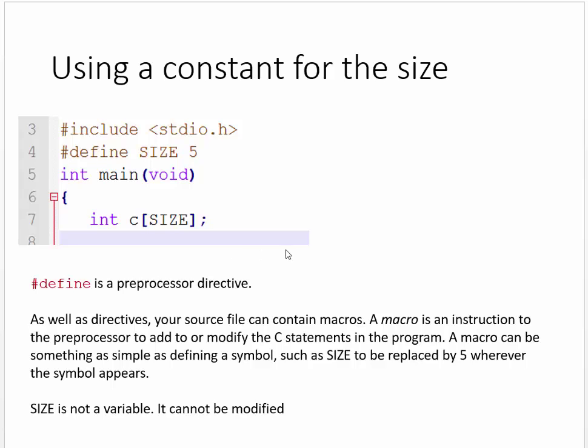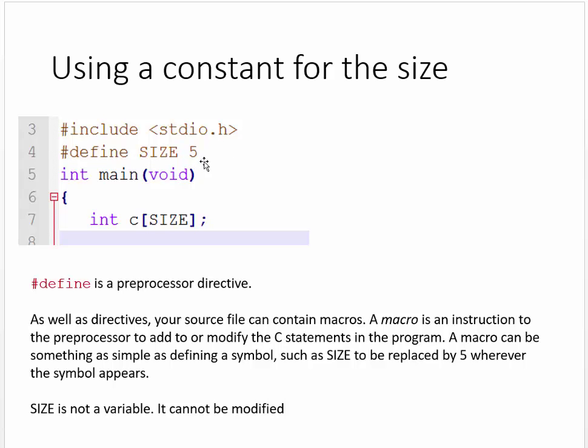Talking more about defining arrays, another thing that you can do is use a constant for the size. So one of the things that you can do is use this define preprocessor directive at the beginning of the program. Notice it's before the main. It's where the other preprocessor directives are, like the include stdio. I can do a define SIZE equals 3.